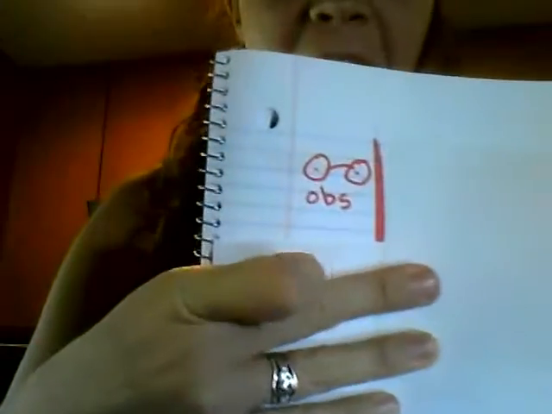Today we're going to start by making an observation. I have this marshmallow and we're going to add a little bit of heat energy through the use of a microwave. So the first thing I want you to do in your notebooks is write down sunglasses and OBS because you guys are about to make an observation.